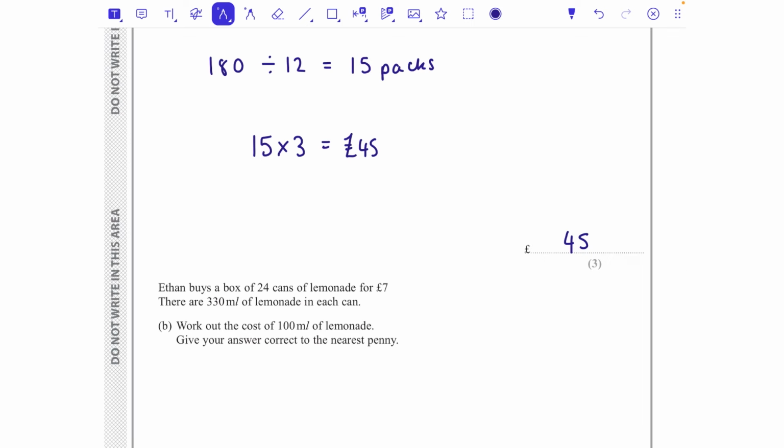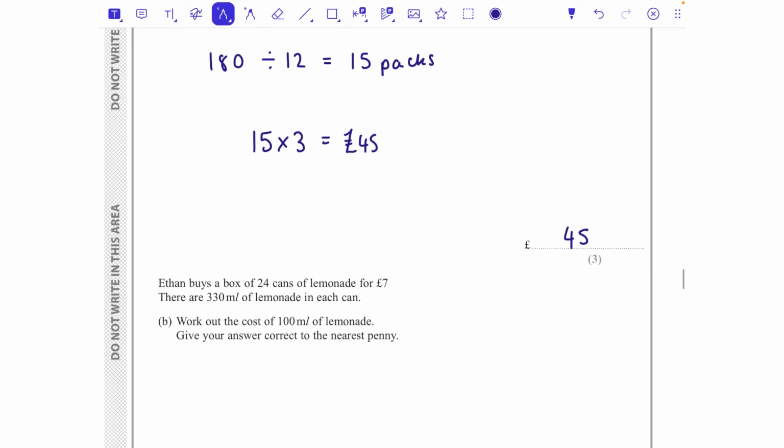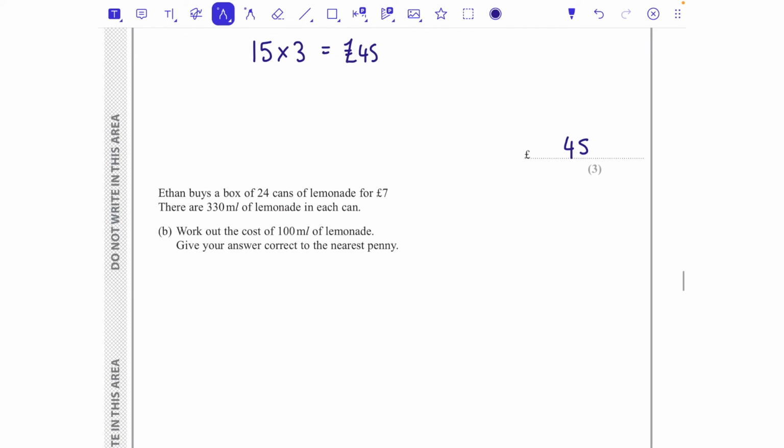Ethan buys a box of 24 cans of lemonade for £7. There's 330 ml of lemonade in each can. Work out the cost of 100 ml of lemonade. Give your answer correct to the nearest penny. Okay, so 24 cans of lemonade cost £7. So 24 times 330 millilitres is going to give us 7,920 millilitres, which costs us £7.